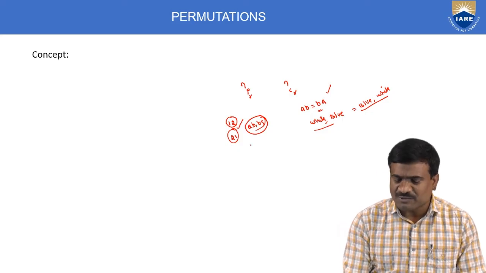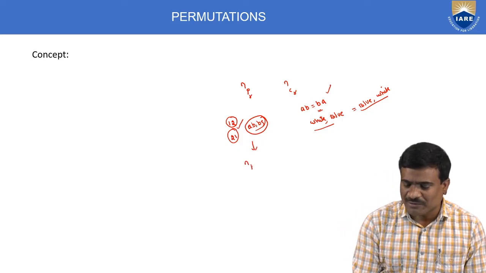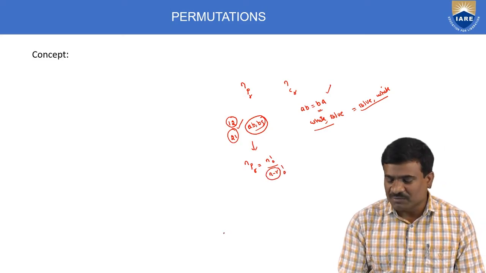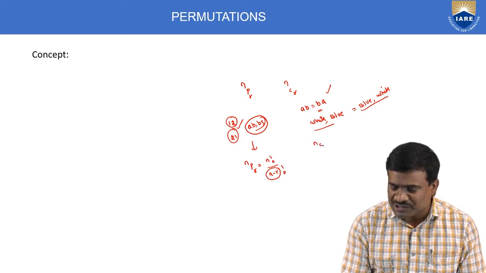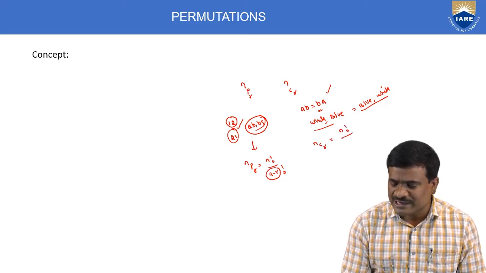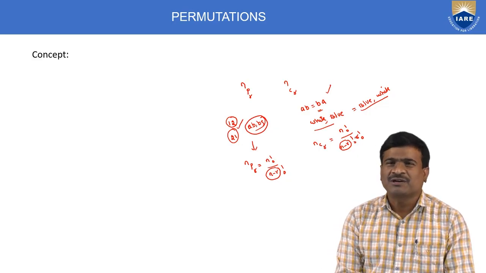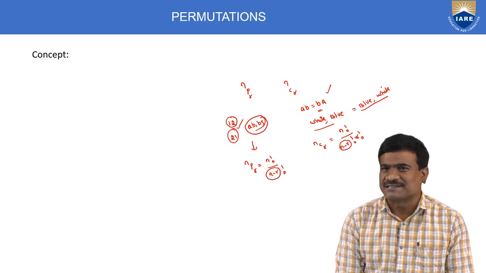If the problem belongs to permutation, apply the formula NPR. NPR is equal to n factorial divided by (n minus r) factorial. If the problem belongs to combination, apply NCR. NCR is equal to n factorial divided by (n minus r) factorial into r factorial. This is about the permutation and combination definitions.